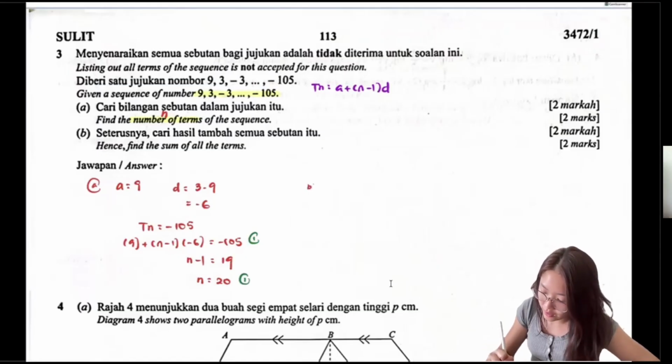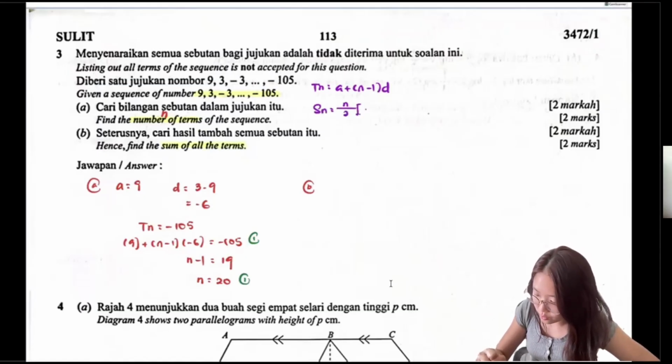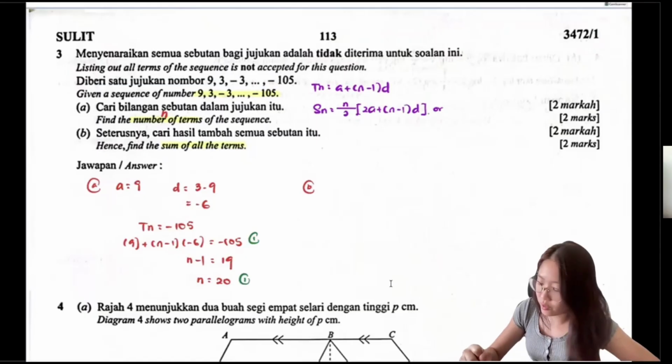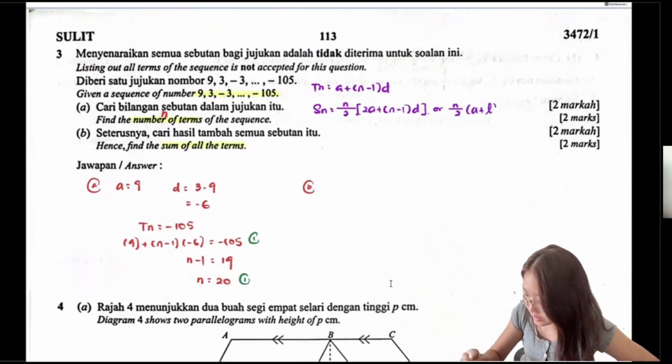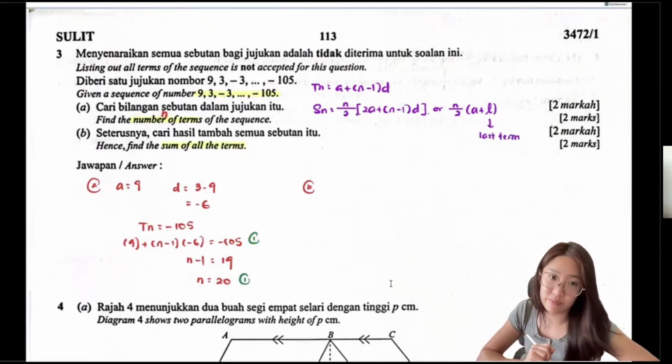Then B. Hence, find the sum of all terms. This is also very easy. Your arithmetic progression Sn is n over 2 times 2a plus n minus 1 d. Or another one that is not given in your formula sheet is n over 2 times a plus L. L over here is your last term. So you can use that when the last term is given.